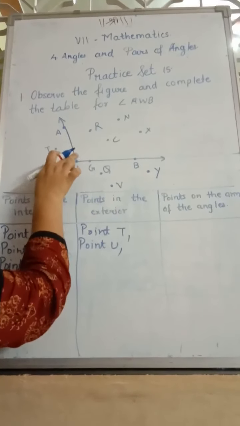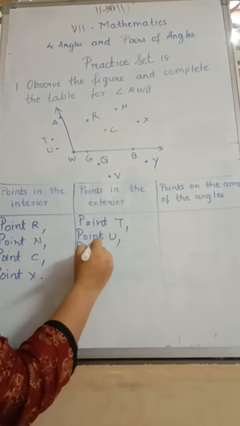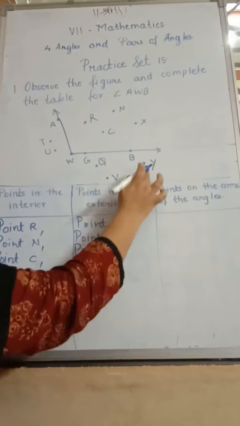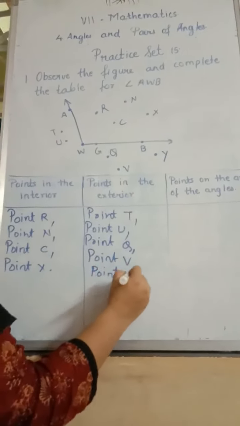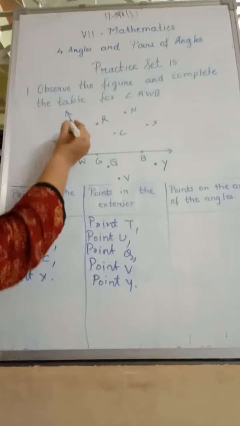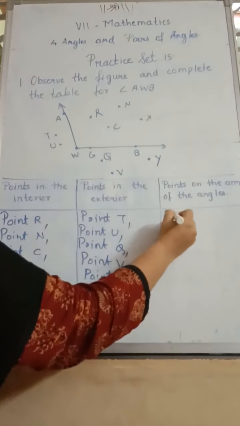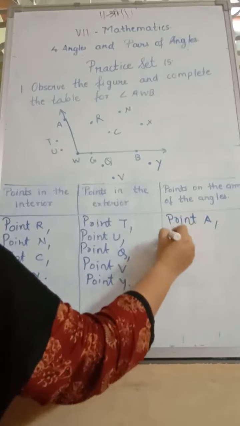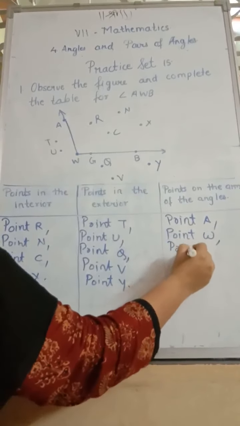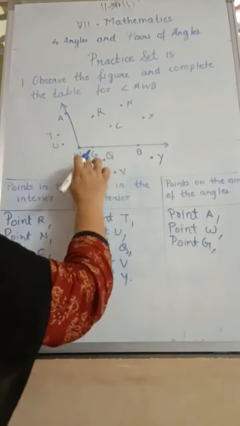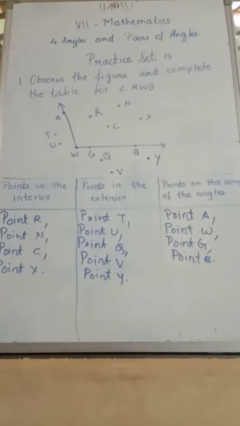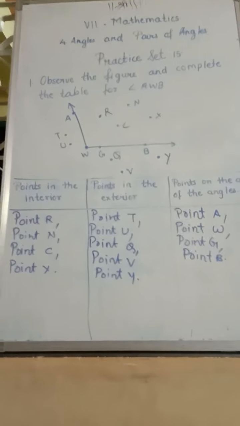W, G are on the arm. Point Q, point V and point Y. Okay. Now which are the points on the arms of the angle? Point A, point W, point G and point B. So this is the answer for the first question.